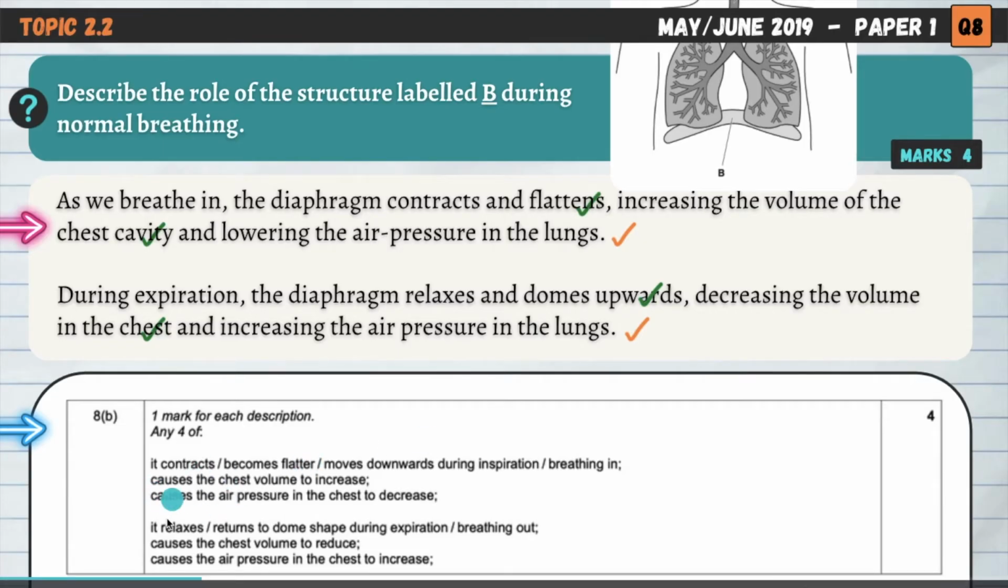But just as I've mentioned in the example answer, as we breathe in or during inspiration, the diaphragm is going to contract and become flatter. That's going to cause the chest volume to increase and cause the air pressure in the lungs to decrease. And we have completely the opposite points for expiration. So 2 for inspiration, 2 for expiration, and you're going to get all 4 marks. Not too complicated once you've had a couple of goes at this one and got used to the mark scheme.